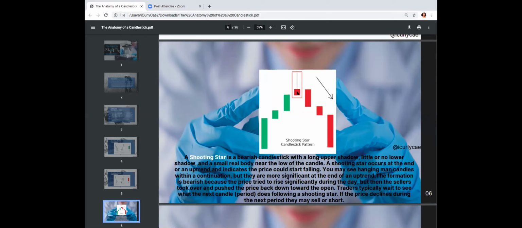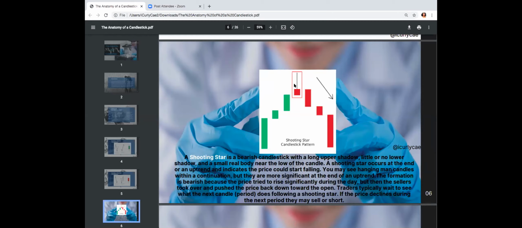You may see hanging man candles within a continuation, but they are more significant at the end of an uptrend. A lot of times I hear people say, this is an inverted candlestick, an inverted hammer. It's not an inverted hammer if it's at the end of an uptrend. That is actually a shooting star pattern. So it's very important that you all know the difference.